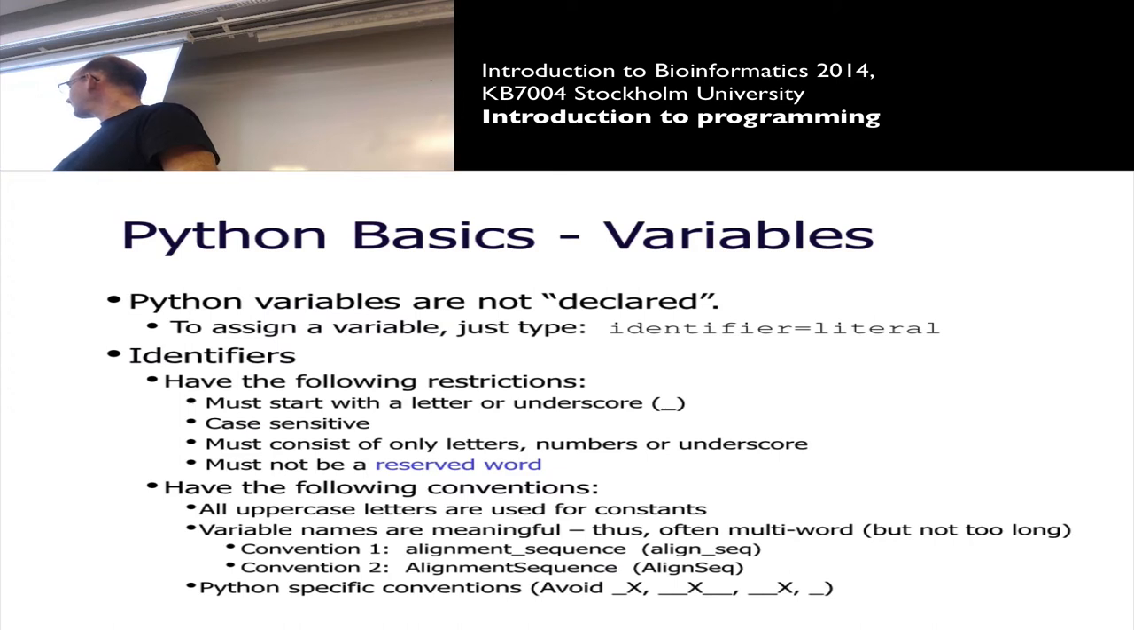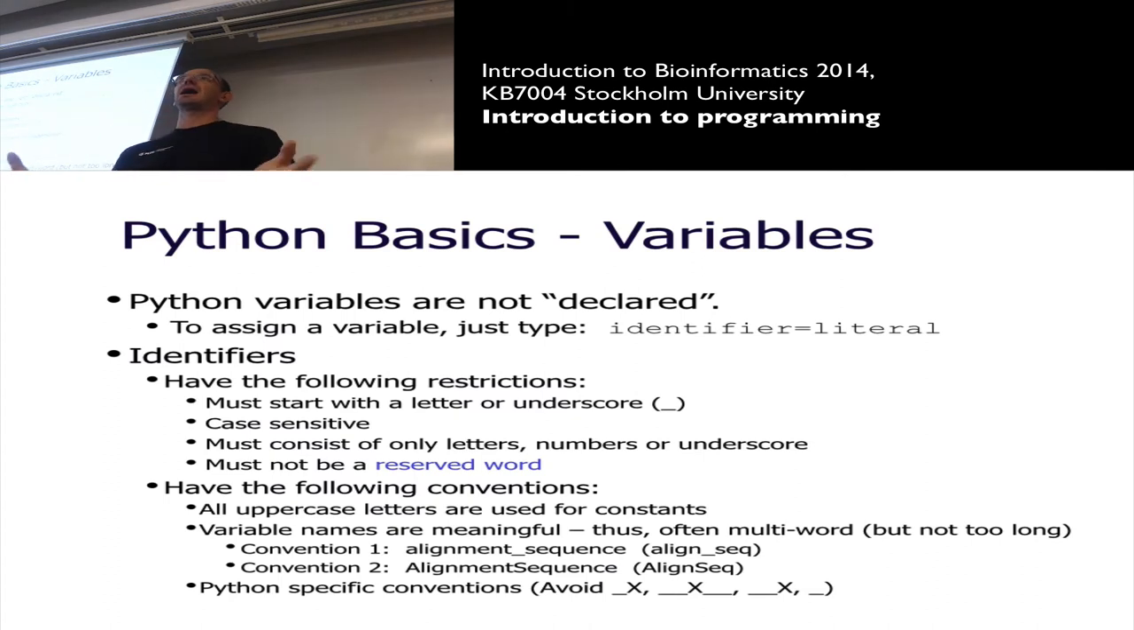There are some conventions people use. Uppercase letters are used for constants, so if you want to use pi, which you use all the time, you type PI with capital letters and you define 3.1415, etc. Often you want to have meaningful multi-word names, so if you want something that is an aligned sequence, for instance, you put align underscore sequence or alignSequence like that, instead of just X, Y, Z, because in the long run, sure, it's a bit more typing, but you know what you're doing. I don't, but most people do. And that's something you should avoid, these type of things.